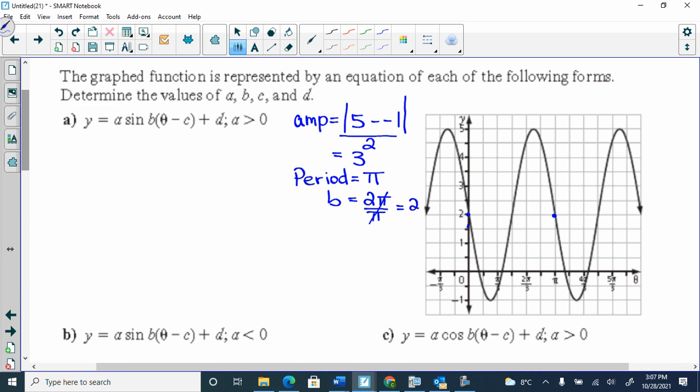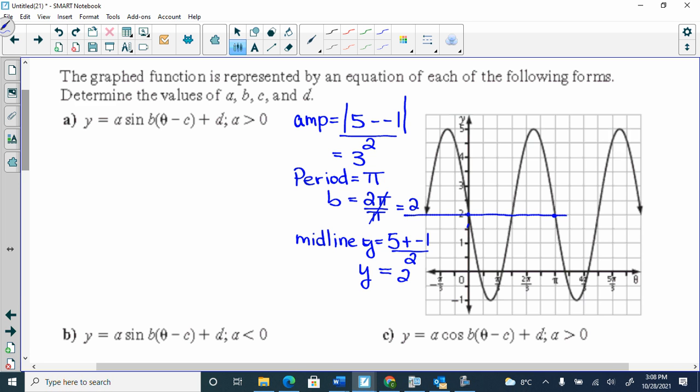Look at this. Okay, midline. Midline is technically y equals your max, which is 5, plus your min, which is negative 1, divided by 2, because it's the average. So it's going to be at y equals 2. So I always go draw that, because I need it.